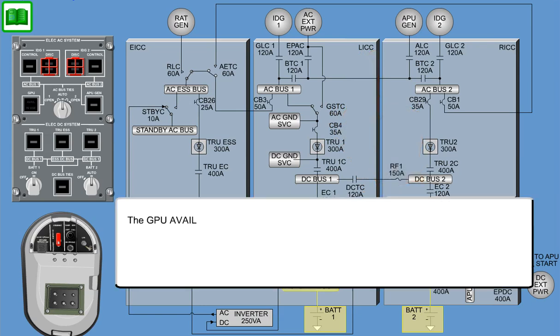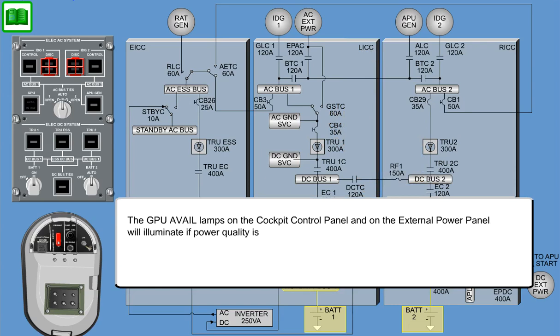The GPU avail lamps on the cockpit control panel and on the external power panel will illuminate if power quality is acceptable, and the interlock system, pin EF, on the external power plug, is in order.